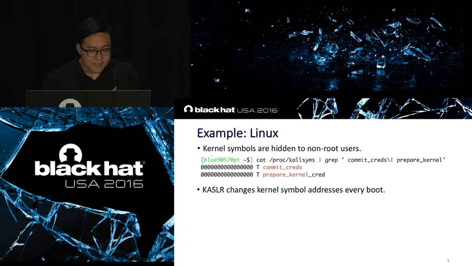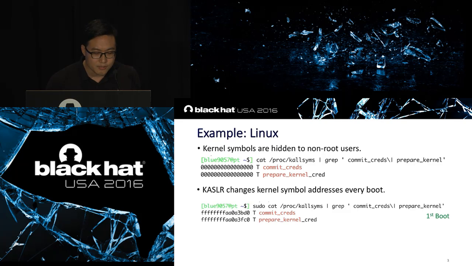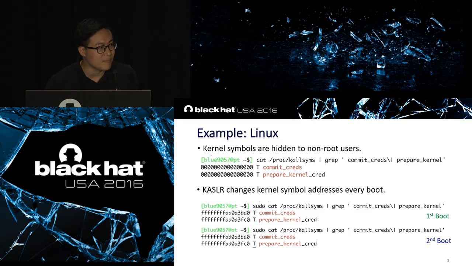And if kernel ASLR is enabled, the address of the function changes on each boot. For example, on the first boot, those functions are located at FFFF AA0A, and on the second boot, the addresses are completely changed, like BD0A something. Therefore, the attacker needs to find a way to get the address value before actually launching the attack.